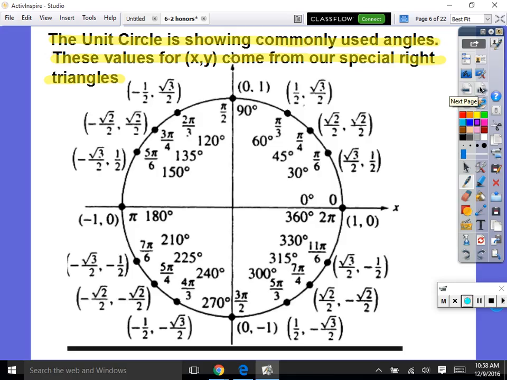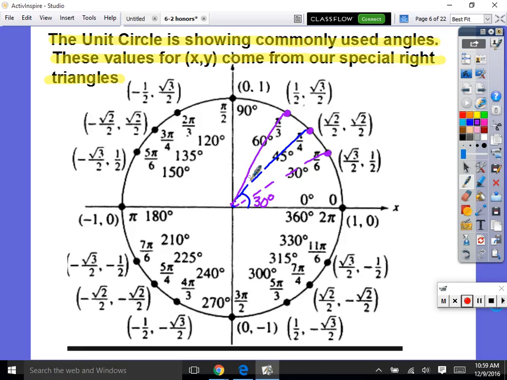So the unit circle is showing commonly used angles. These values for x, y come from our special right triangles. So I just want us to focus in on a couple special right triangles. So if we go up, here's an xy point, here's another xy point, here's another xy point. So this was created by going up at our 30-degree angle, that xy point. Now this point was created by a 45-degree angle. And then this was created from creating a 60-degree angle.